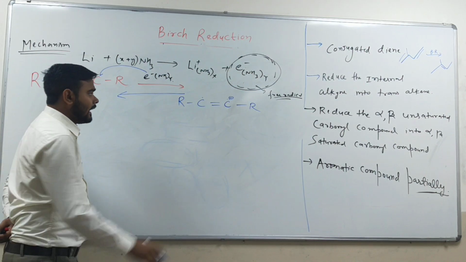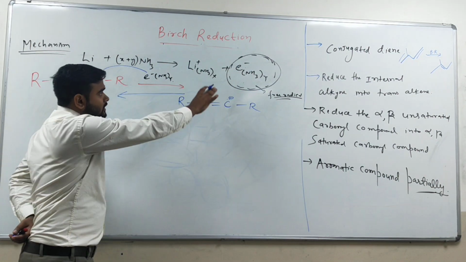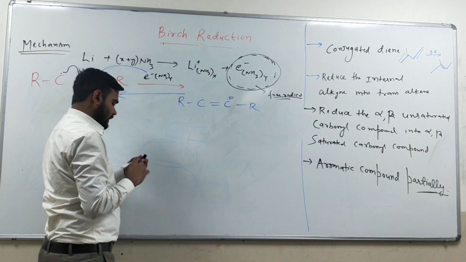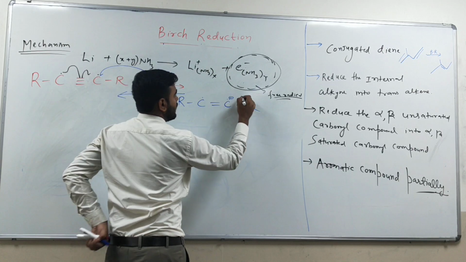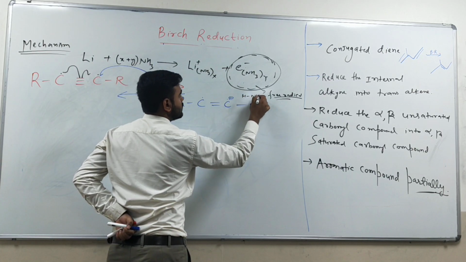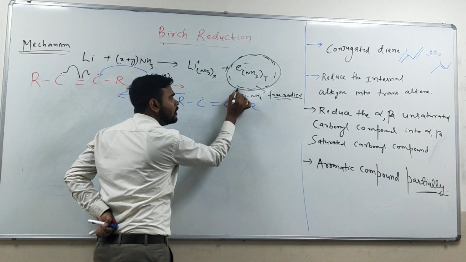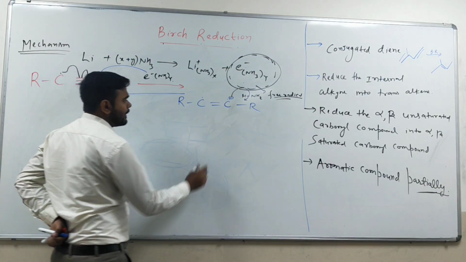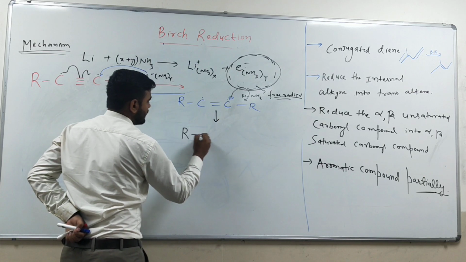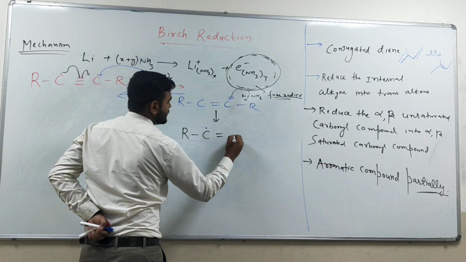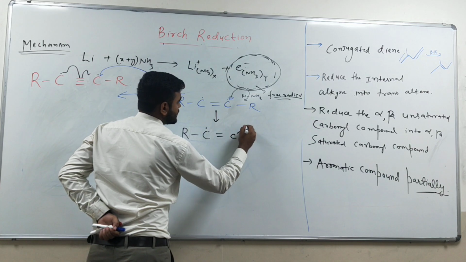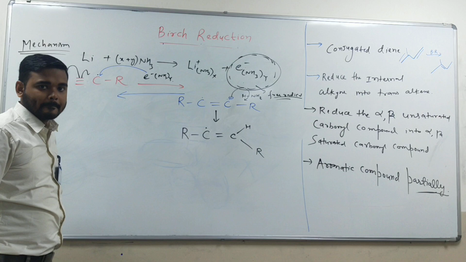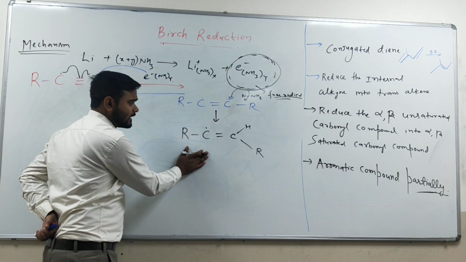So what will happen? At the same time, we are using NH3 as well. Your ammonia will come, and this carbanion is going to abstract the H plus from the ammonia. After that, it will form something like R C dot double bond C, and one H is also there, and R. This negative charge is going to be resolved. Okay, so you will get this one.